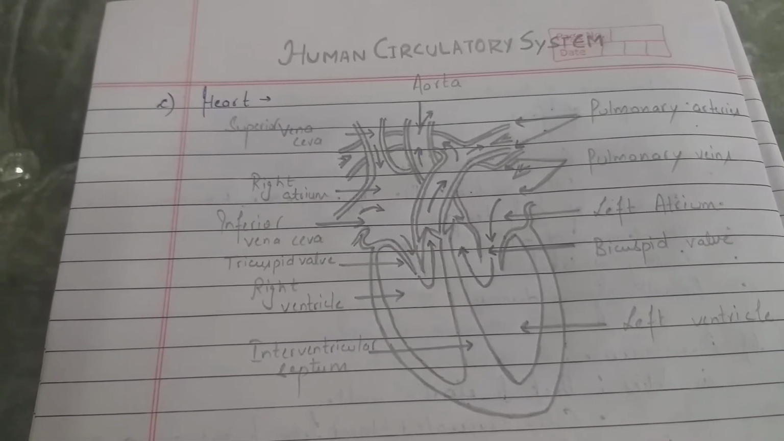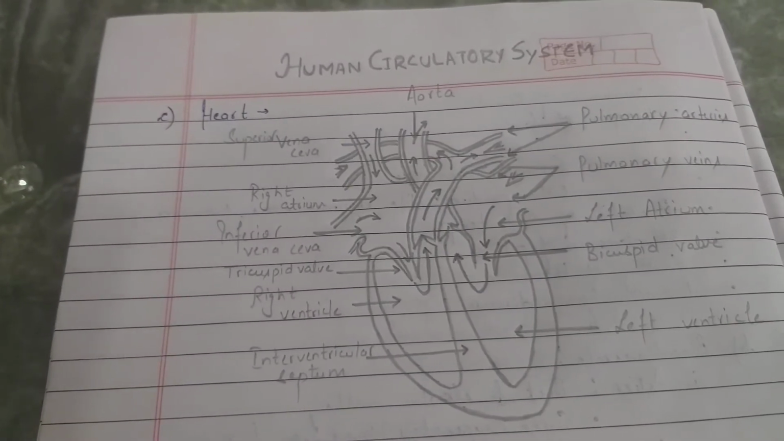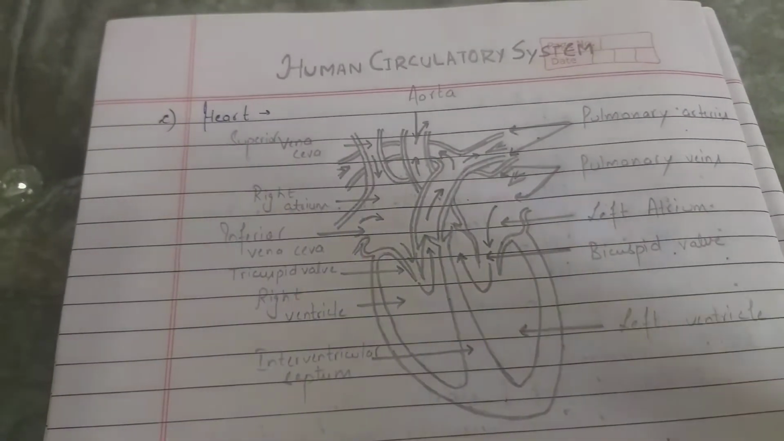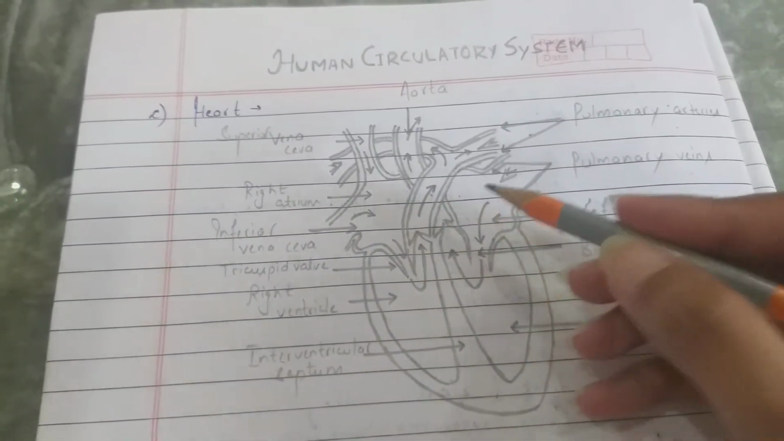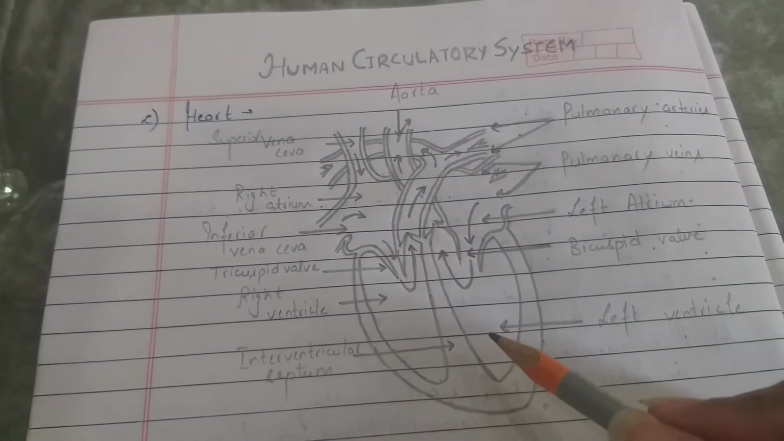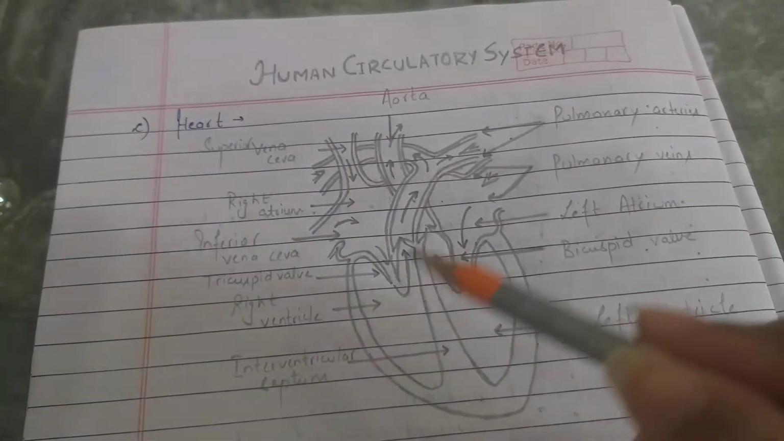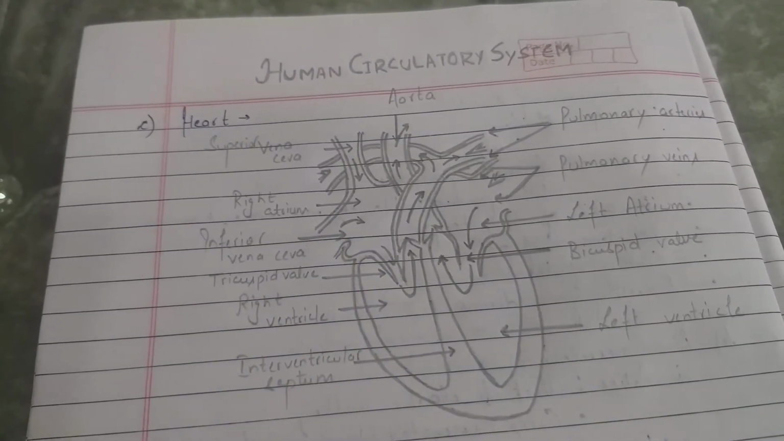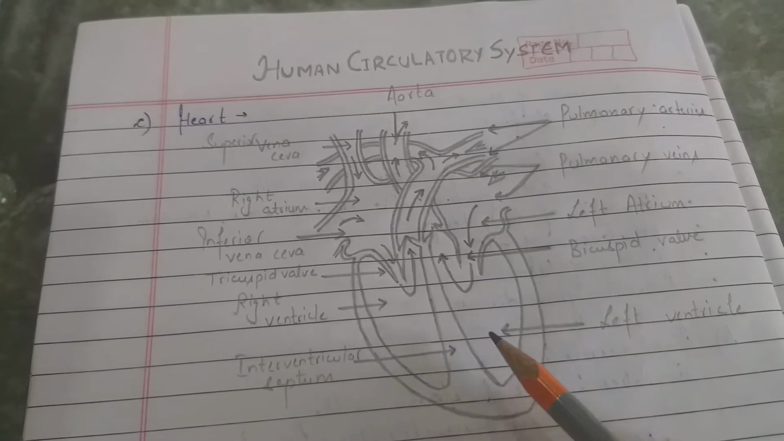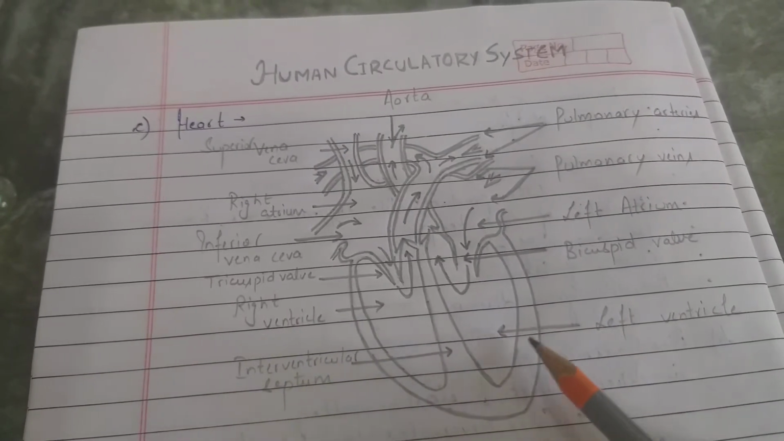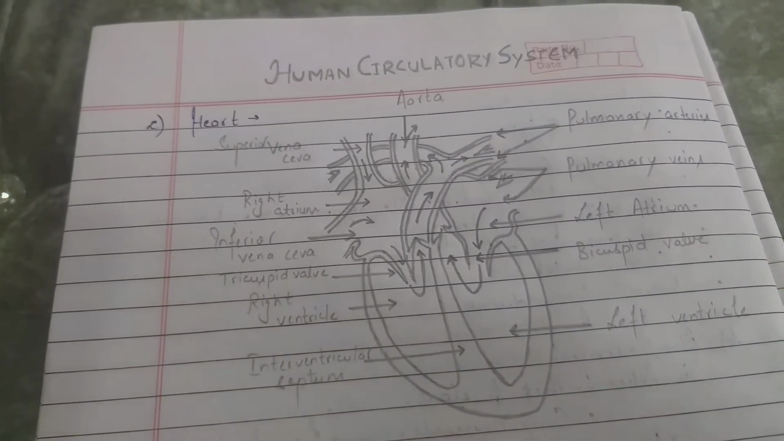First of all, we will know that the human heart is four chambered. The upper two chambers are known as the auricles or the atria, and the lower chambers are known as the ventricles. Internally, all the heart chambers are separated from each other by the septa, and the ventricles are separated from each other by the interventricular septum.